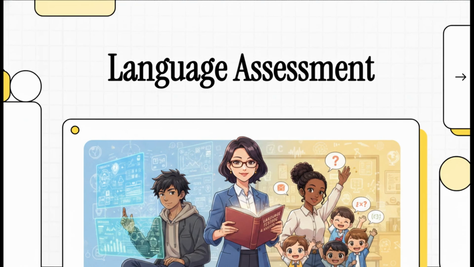Today, we're diving into the absolute foundation of language testing and assessment. We are pulling this straight from Chapter 1 of Ayak Pahiti's text, Language Testing and Assessment from Theory to Practice.